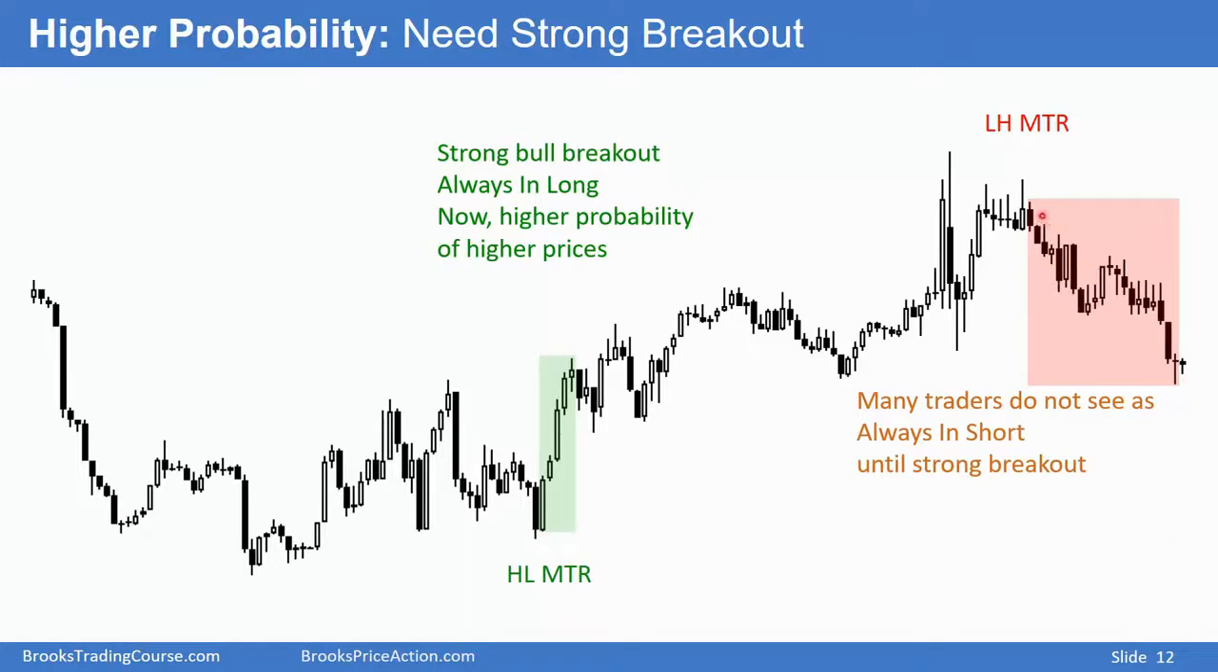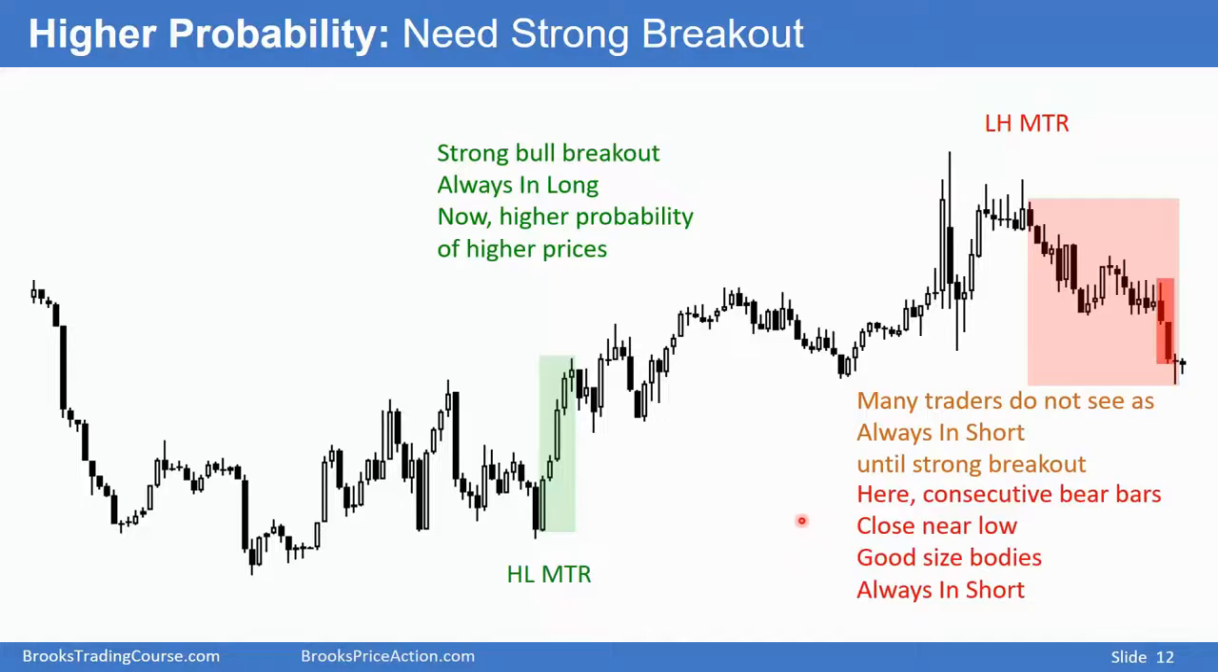Most traders would not conclude that this is always in short until you had at least 3 bear bars or 1 or 2 big bear bars, big bear bar, follow through bar. Most traders would not conclude this is always in long until you started to get consecutive bull trend bars, either here or here or here. Consecutive bear trend bars again. We have consecutive bear trend bars here, closing on their lows, and again here. At this point or this point, most traders would conclude the market is in control of the bears and that we're going lower.